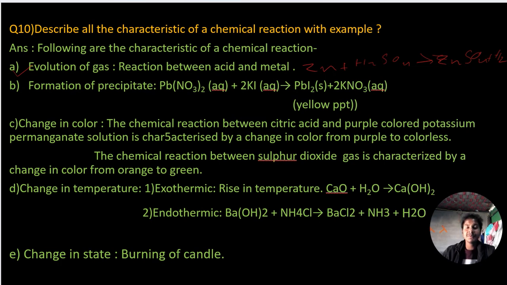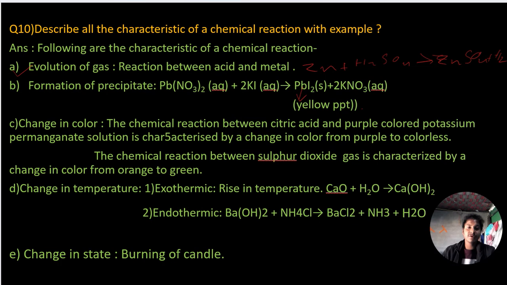Then formation of precipitate. In this reaction, we can say that whenever lead nitrate and potassium iodide react together, we get yellow PPT, that is lead iodide, and potassium nitrate. Okay, lead iodide is the yellow PPT. Okay. Then change in color.